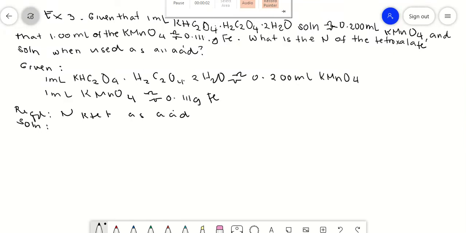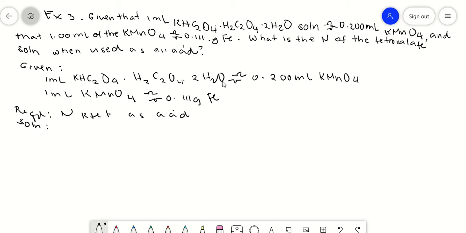Again, we have here potassium tetroxalate. It is titrated with potassium permanganate, and 1 ml of potassium permanganate is equivalent to 0.111 gram iron. So what would be the normality of tetroxalate as an acid? These are the given data. We are after the normality of potassium tetroxalate as an acid.